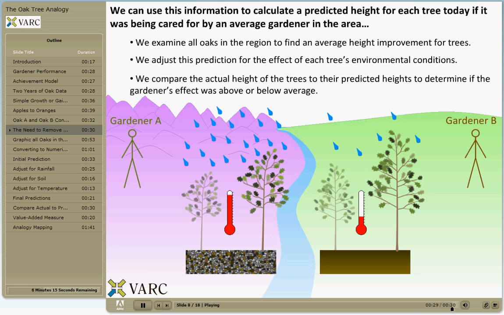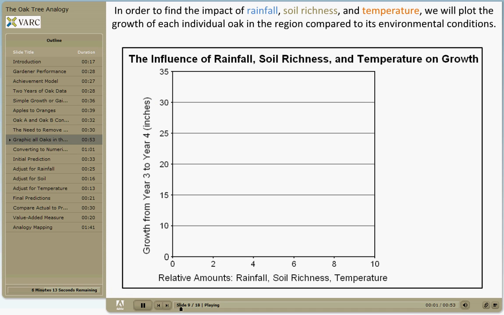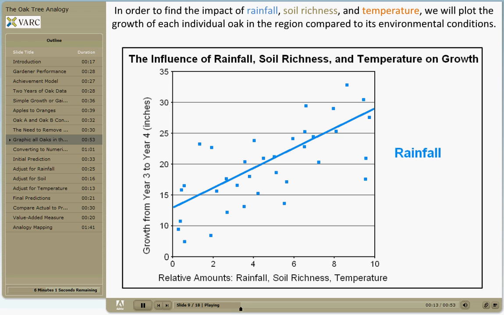In order to find the impact of rainfall, soil richness, and temperature, we will plot the growth of each individual oak in the region compared to its environmental conditions. On the x-axis, we plot the relative amount of each environmental condition. On the y-axis, we plot how much each tree grew from year 3 to year 4. Each dot represents a single oak tree in the area.